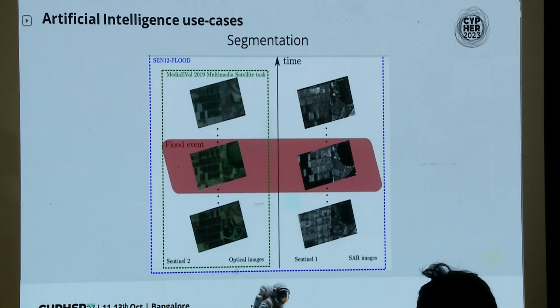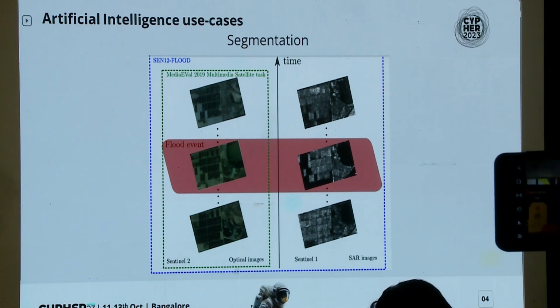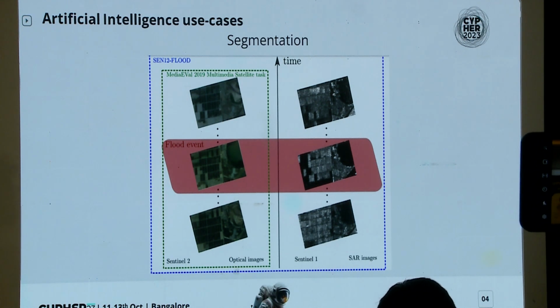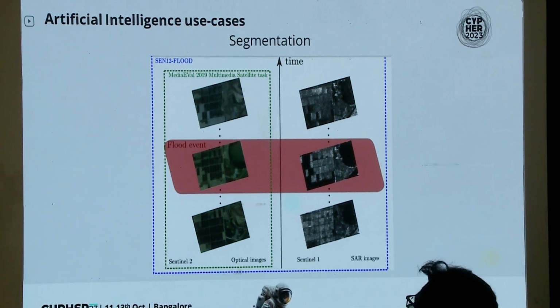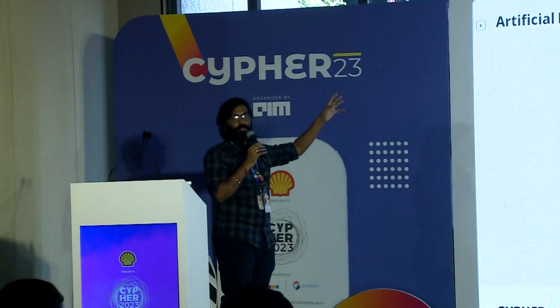Then we have segmentation. What we have seen is we have given a patch to the model, and it has given one number. What we want is to give a patch, let's say a 2D matrix, and get a segmented 2D matrix as an output, like how UNet does. There have been datasets there also. One example is Sen2Flood, which is Sentinel-2's dataset.